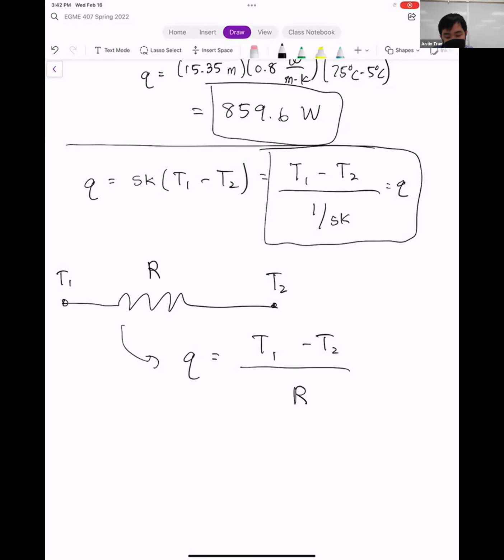But the basic idea is that if we have a thermal circuit like this, we take the difference in temperature between the two nodes, and we just divide it by the resistance in between them.